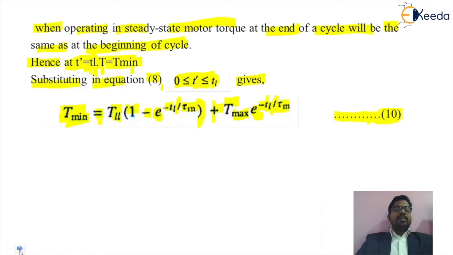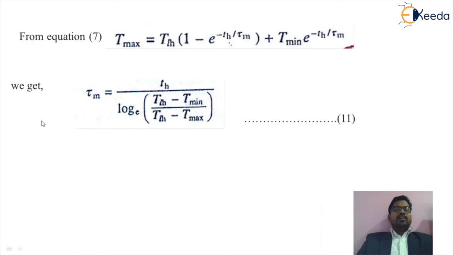After getting equation number 10, we get the basic fundamental thing from equation number 7. From equation number 7, we get the value of Tmax, that is TLH in bracket 1 minus e to the power minus TH divided by tau, plus T minimum e to the power of minus TH by tau. So this will be equation number 7.